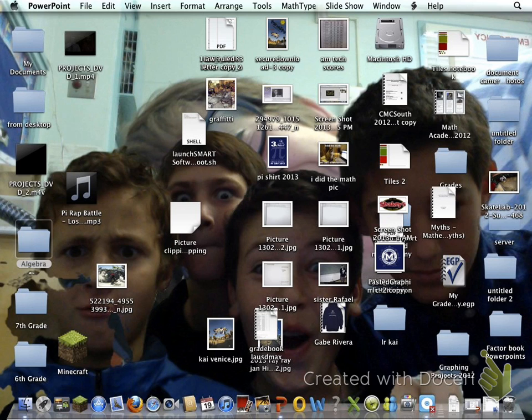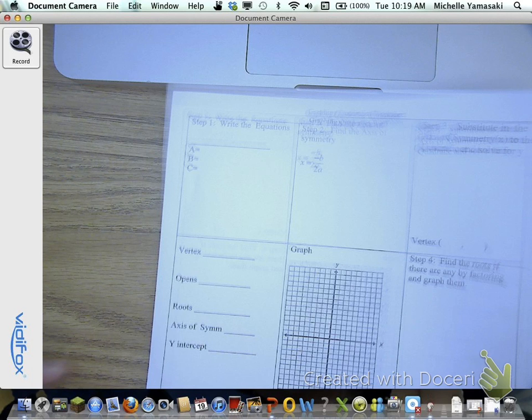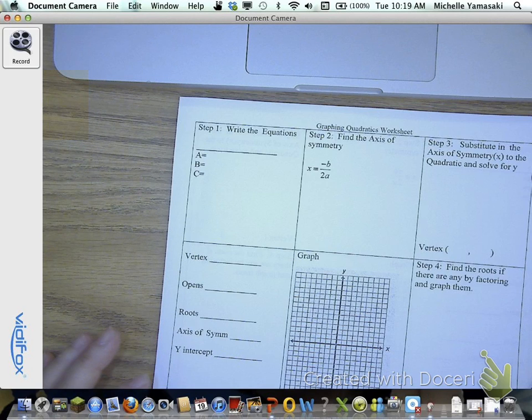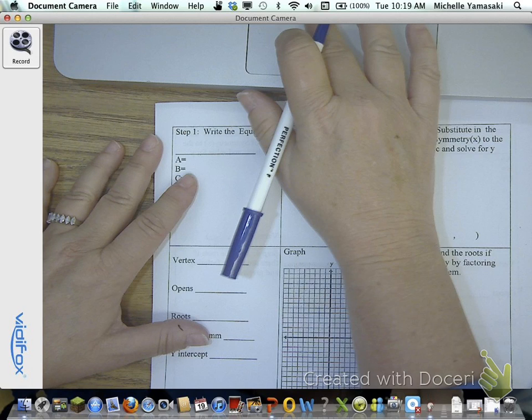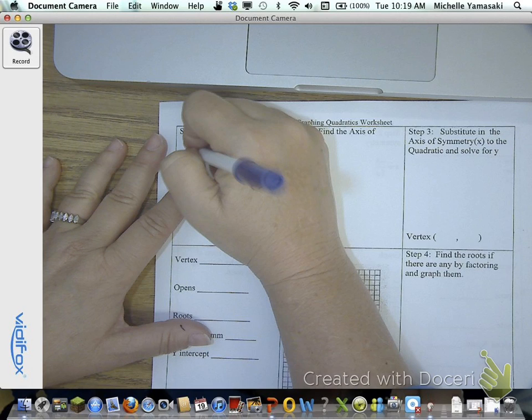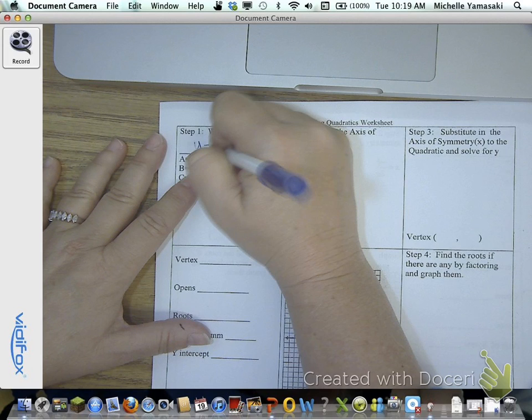All right, so I've given you a worksheet, and I'm going to give you an easy problem to graph. This works out very nicely. Most quadratics are not as friendly and nice as this. So I'm going to give you the equation: y equals x squared plus 6x plus 8.